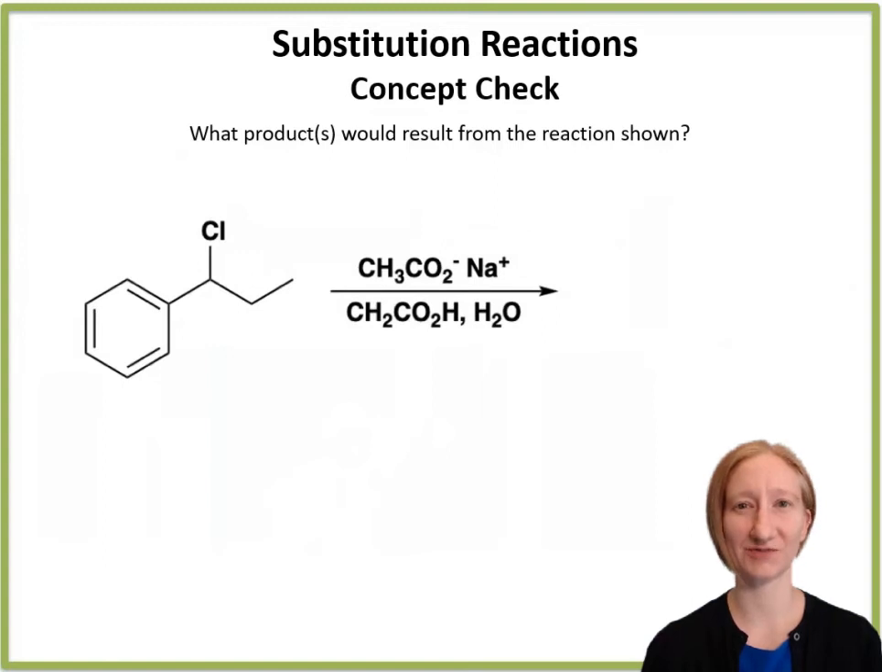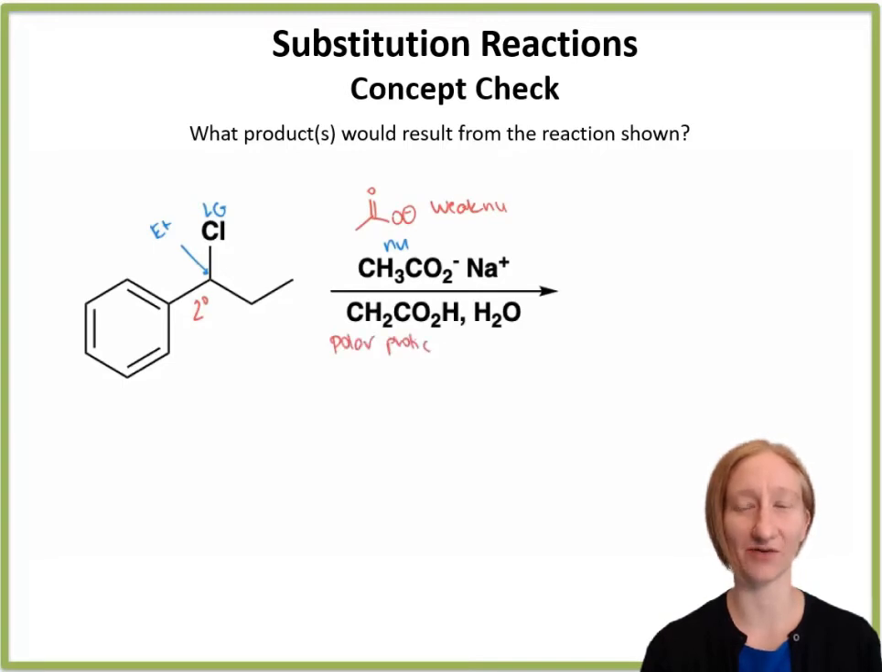In this first concept check question, you're asked to draw the products of the reaction shown. Let's start by identifying the nucleophile, electrophile, and leaving group. And then let's determine if this is an SN1 or an SN2 reaction. The nucleophile is the CH3CO2 anion. This is an acetate anion. The electrophile is the carbon of the alkyl chloride, and the chlorine is the leaving group.